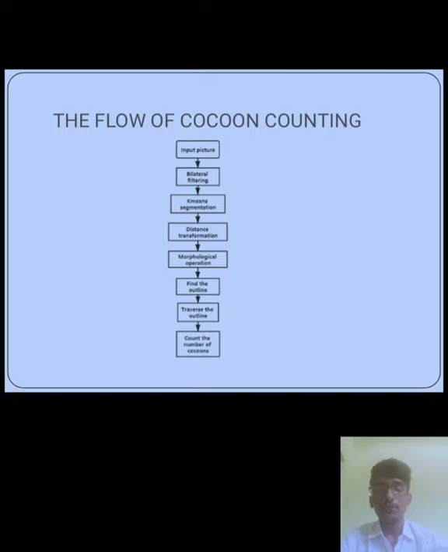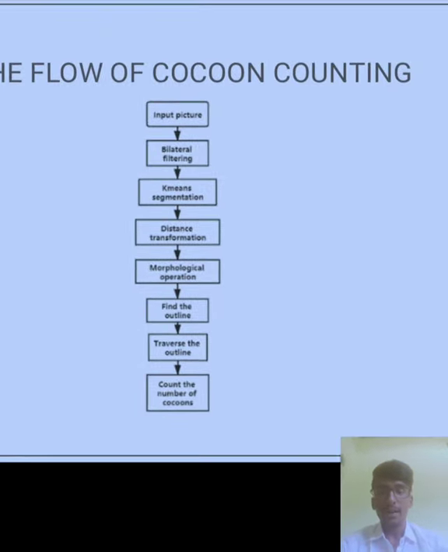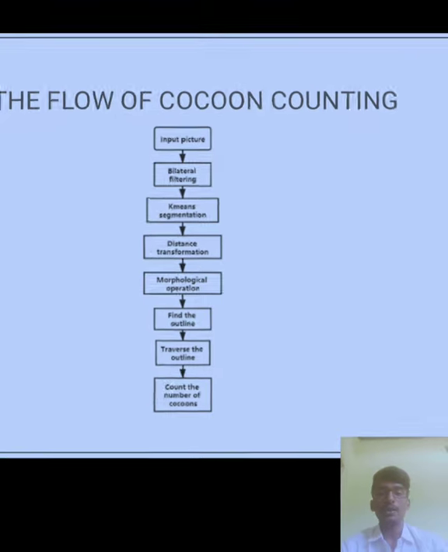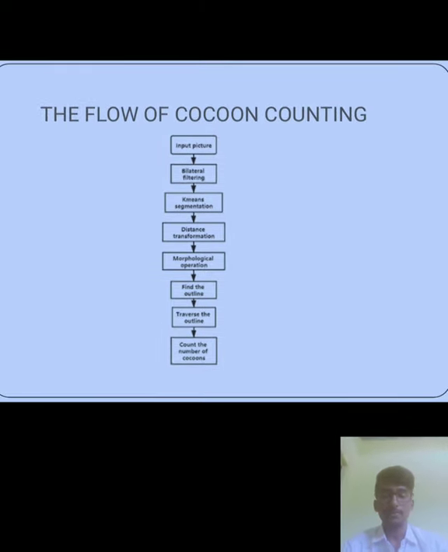So you can see the flow of cocoon counting. First, we take the input picture of the cocoon and then apply bilateral filtering, k-means segmentation, distance transformation, morphological operation, find the outline, traverse the outline, and finally count the number of cocoons.